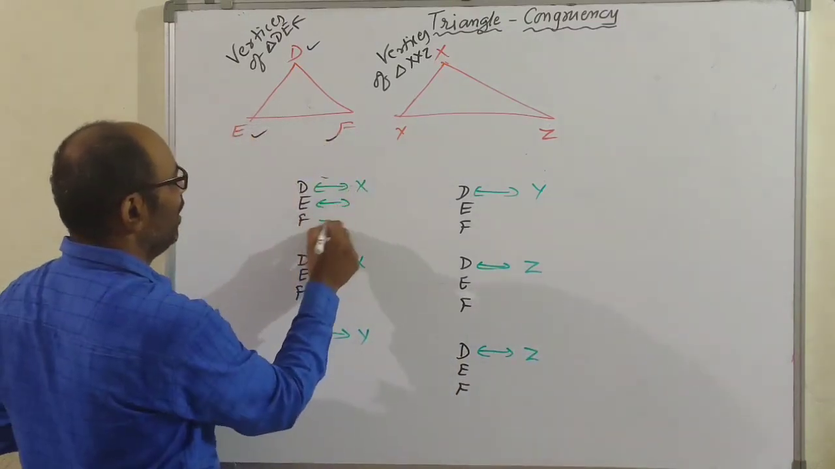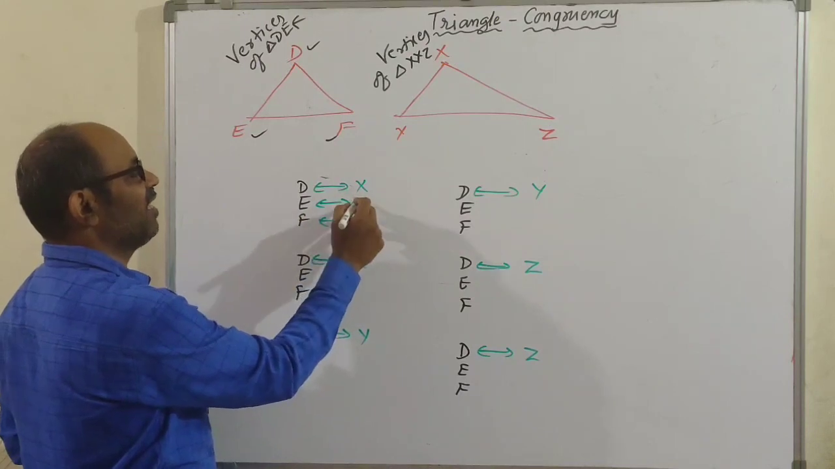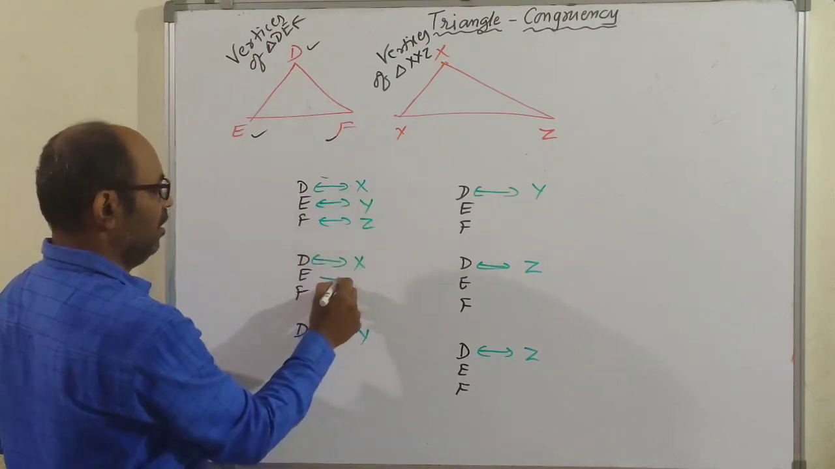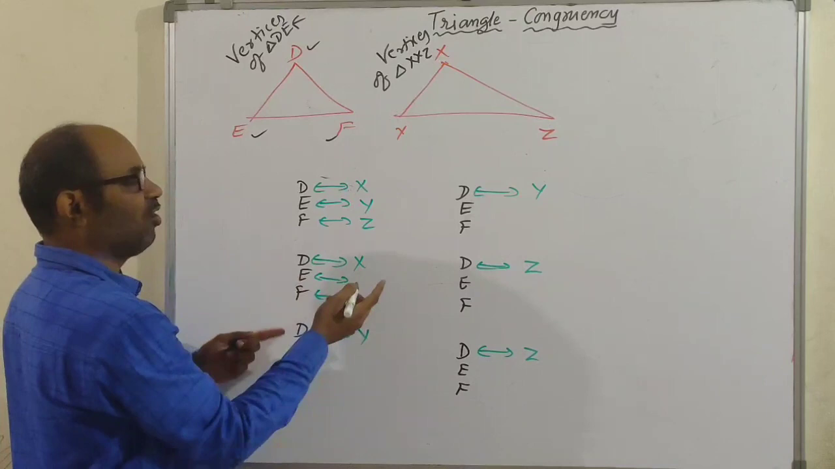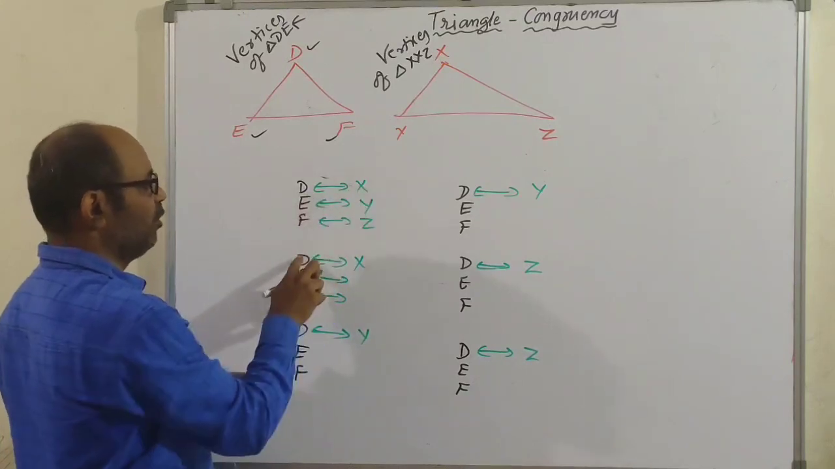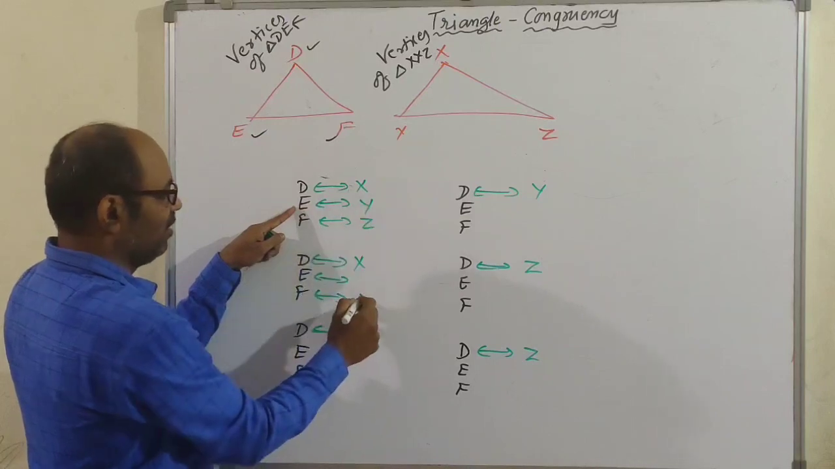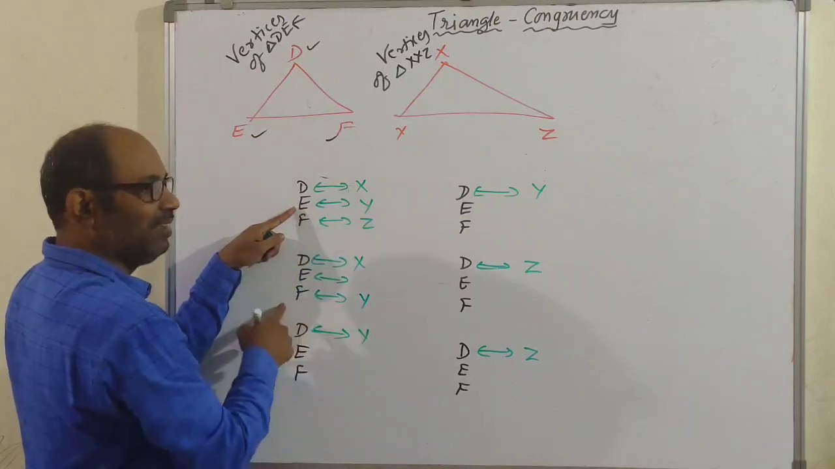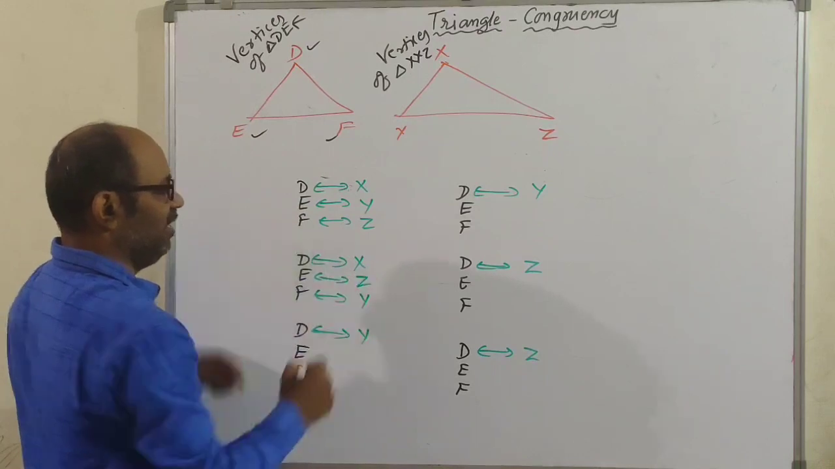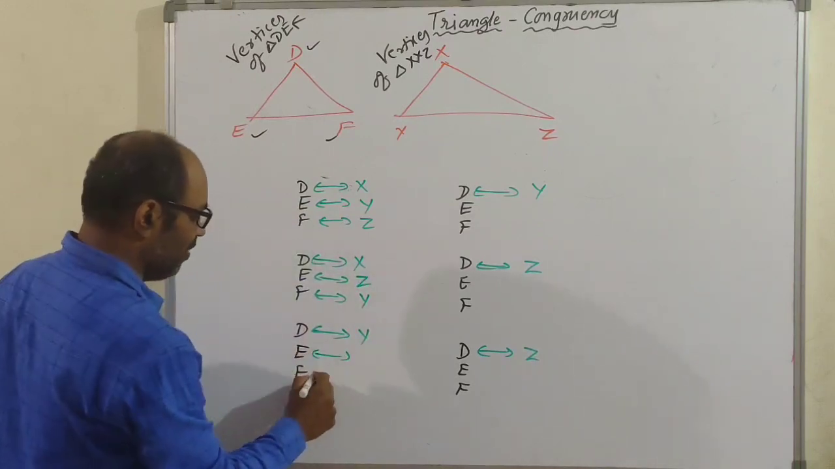Now, E will correspond to what? After X, Y and Z. E and F will correspond to what? See, D corresponds to X, D corresponds to X. We already have E corresponds to Y. So this time you correspond Y with F and Z with E. Chaliye. Which are the remaining 2?